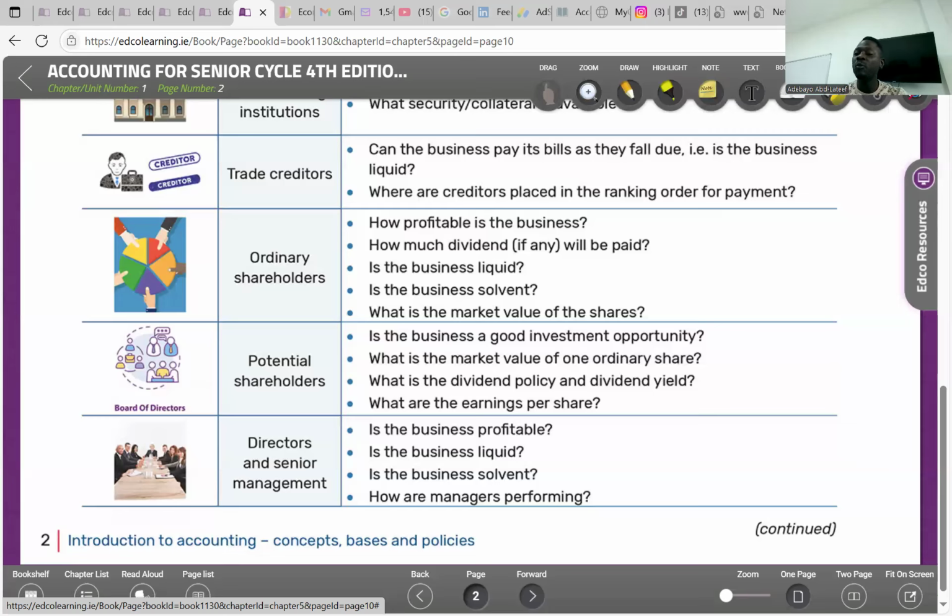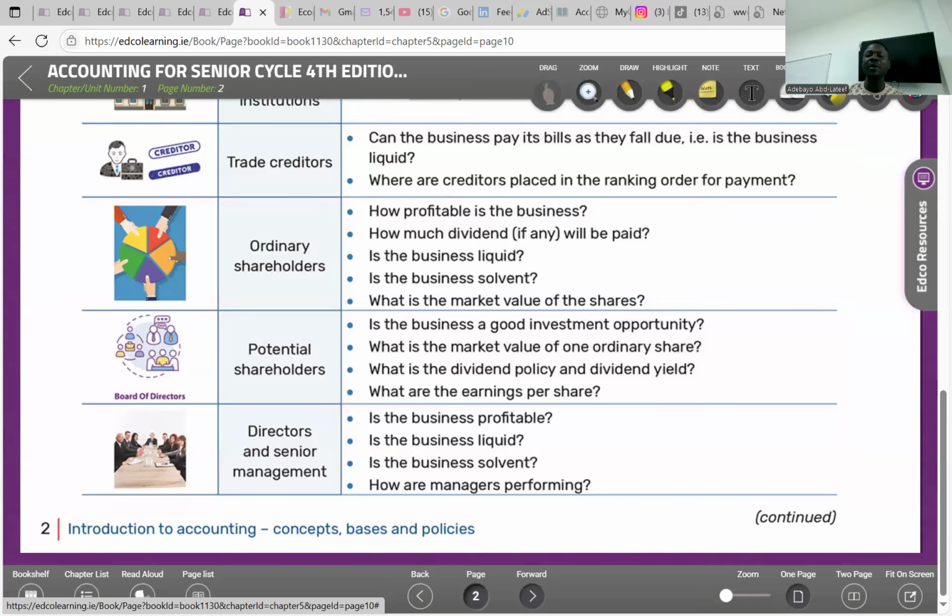What is the market value of one ordinary share? They want to also know if the value of the share is always increasing or reducing. What is the dividend policy and dividend yield? They want to understand the policy, the ways in which dividends are being paid, and the return of dividends. And what are their earnings per share? What will they get for each share they buy?